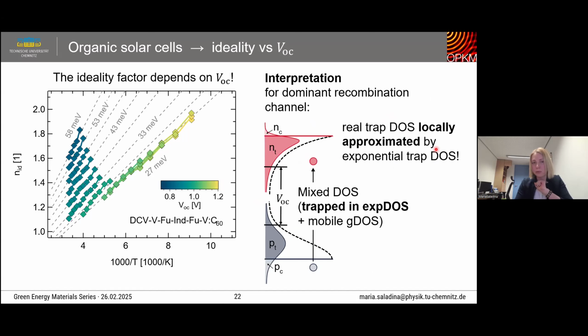What it means for our density of states model is that this evaporated solar cell is described, first of all, by the mixed density of states, where one charge carrier is trapped in the so-called exponential density of states, and the mobile one comes from the Gaussian density of states. But the exponential density of states is only approximating what is going on in the real density of states at a specific energy level. So that's why we have increasing characteristic energy as we go deeper into the band gap.